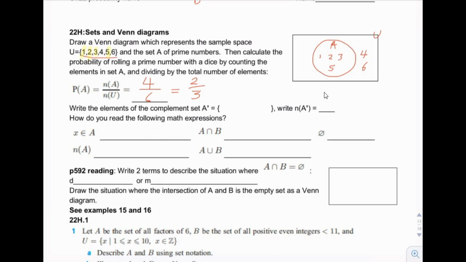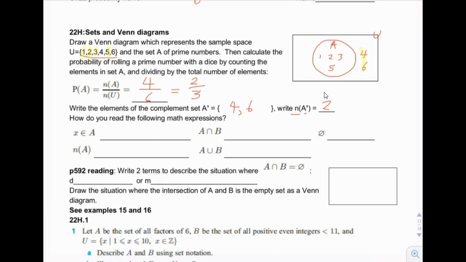Write the elements of the complement set A dash, or A prime. That would be the elements that are not in A, so that would be 4 and 6. So I'm going to put 4, 6. Then write the number of elements in A prime. That would be 2, right? Because there's a 4, there's a 6, that's 2 numbers.